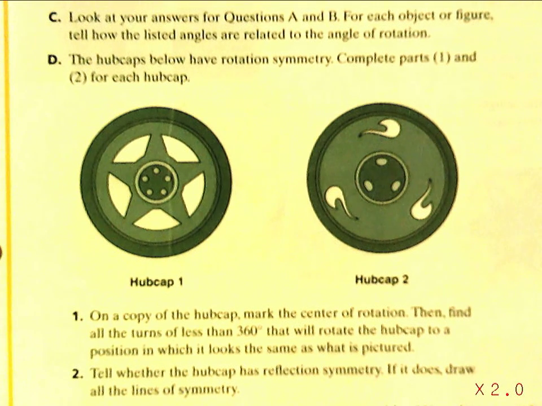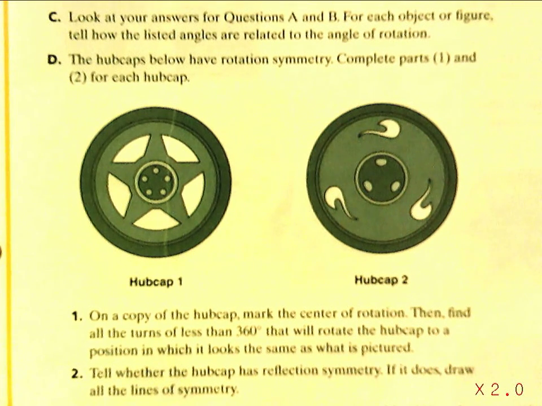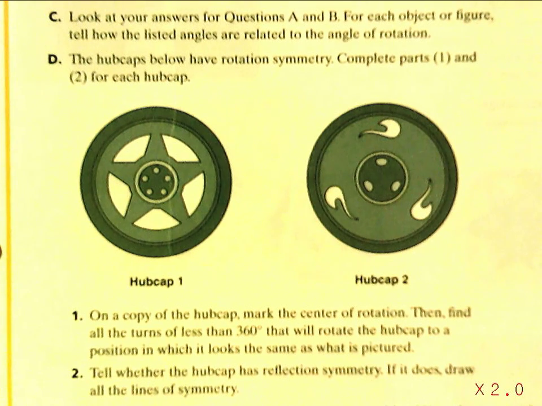In problem 1.2, we've already answered questions A, B, and C in a previous lesson, and so now we're going to focus on question D. We're given two hubcaps, two images that really look like a hubcap might look on a car, and we're asked to mark the center of rotation and find all the turns less than 360 degrees that will rotate it to a position in which it looks the same as it's pictured. So we're really looking for the angle of rotation and the center of rotation.